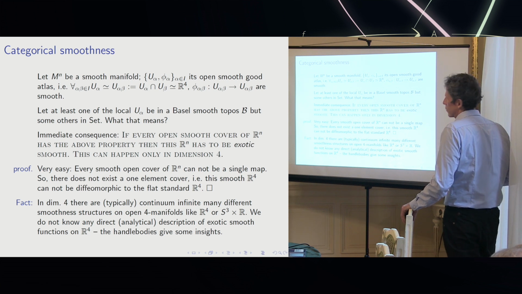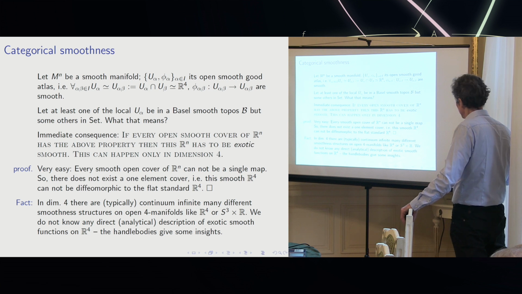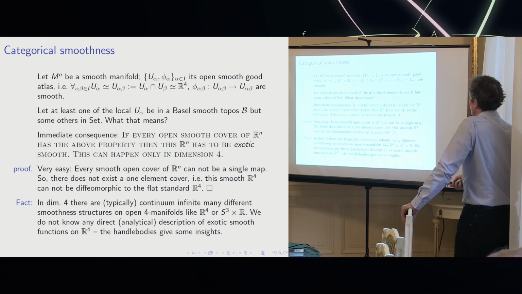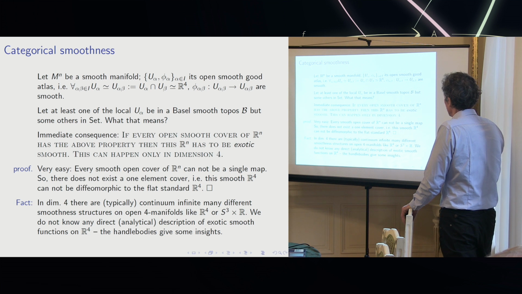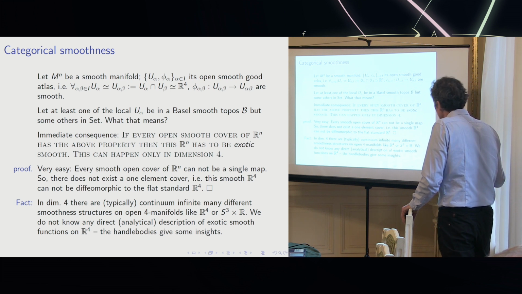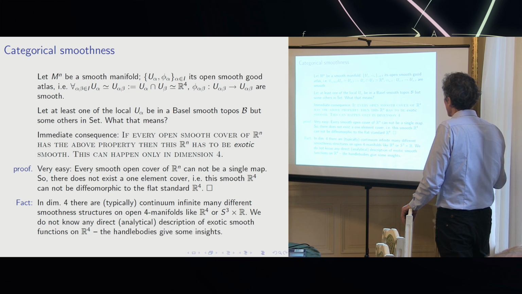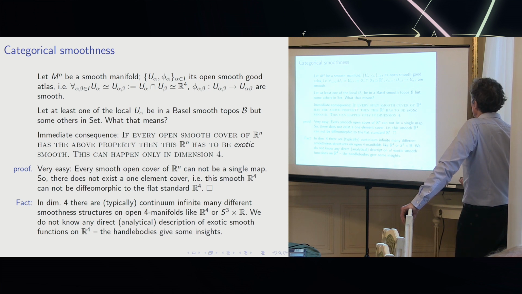By the way, there is a good question about, since any smooth manifold is representable in Basel topos, how to recognize this specific exotic R4. But I don't want to develop this question, but this is very basic and a good question. Okay, but maybe not now. And we require that there exists at least one such U alpha, but not all U alpha are embedded in the Basel topos. And this very simple requirement gives rise immediately to the following statement: if every open smooth cover of Rn has the above property, what I mentioned just before, then this Rn has to be exotic smooth.